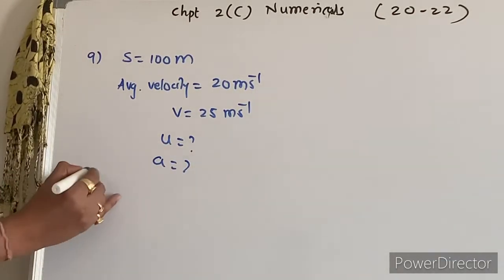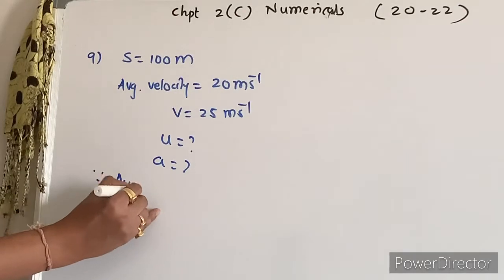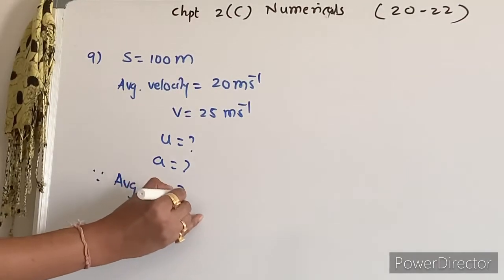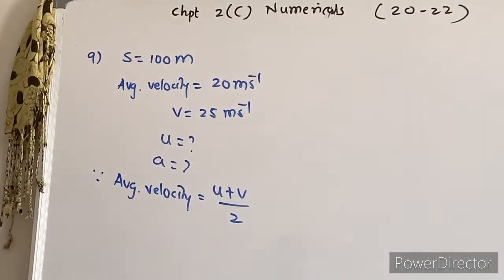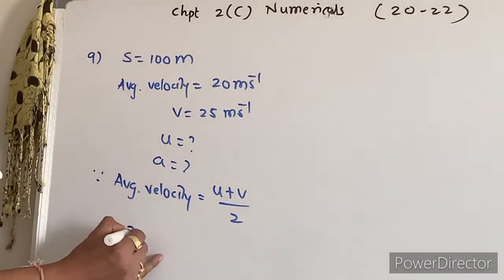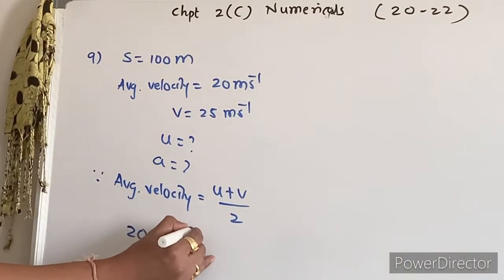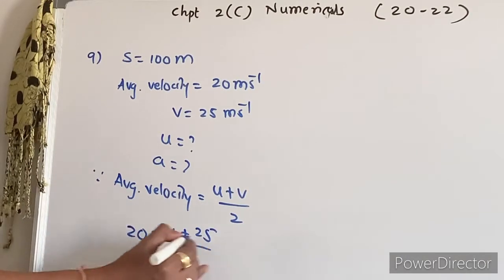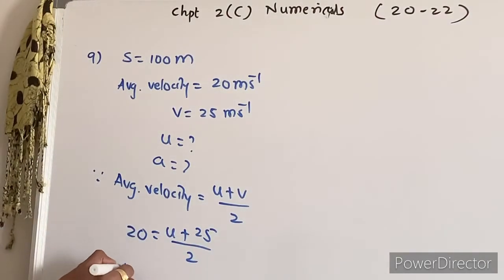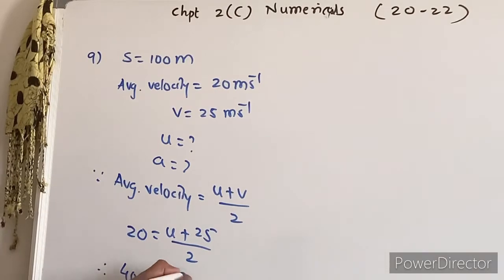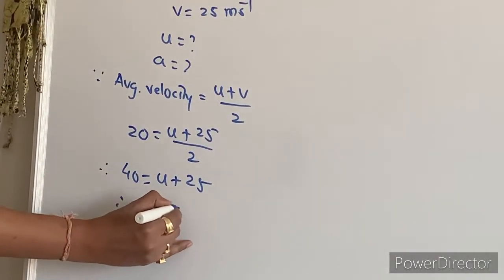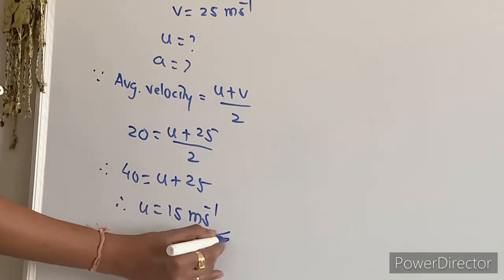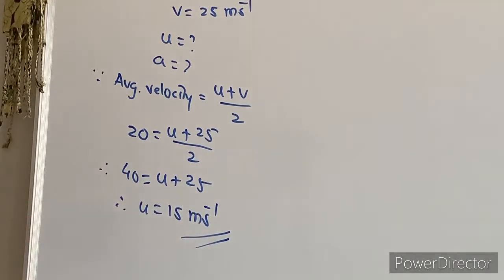So we know that average velocity is equal to u plus v upon 2. Now here this is given as 20, and u plus v is 25 upon 2. So if you solve this, it comes out to be 40 is equal to u plus 25. So u comes out to be 15 meters per second. This is the initial velocity with which the body is moving.